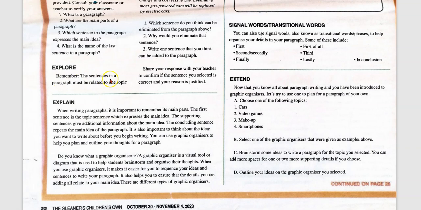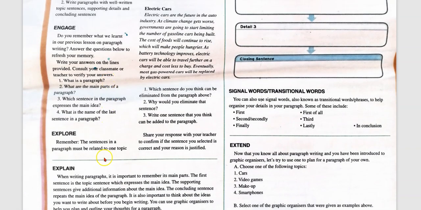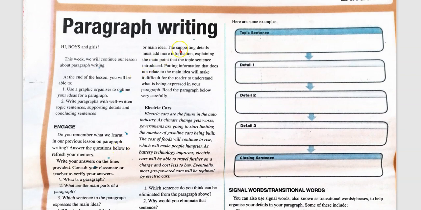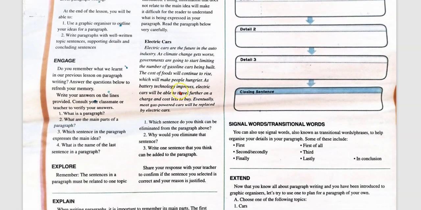Remember, the sentences in a paragraph must be related to one topic or main idea. The supporting details must add information explaining the main idea that the topic sentence introduced. Putting information that does not relate to the main idea will make it difficult for the reader to understand what is being expressed in your paragraph. Read the paragraph below very carefully.